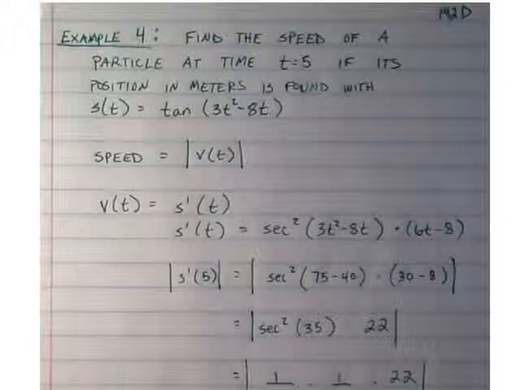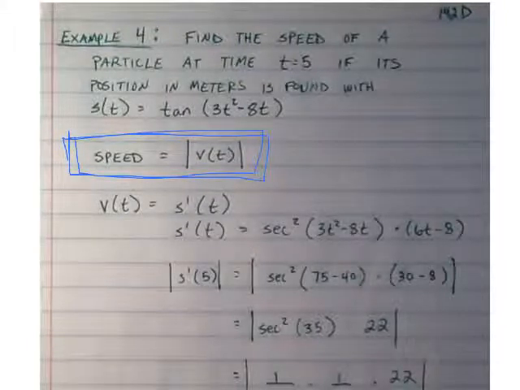All right, and in example 4, we're returning to particle problems about position, speed, and velocity. This one's pretty straightforward. It says find the speed of a particle at time 5 if its position in meters is found with s of t equals tangent of 3t squared minus 8t. And we know that position is related to speed because speed is the absolute value of velocity, and we know that velocity is the derivative of position. So if we want to find our velocity equation, we need to take the derivative of our original function.